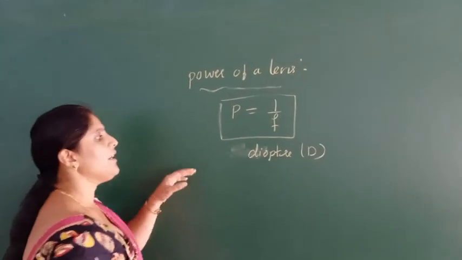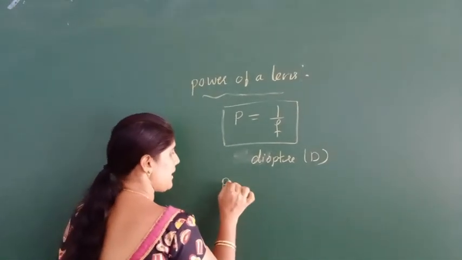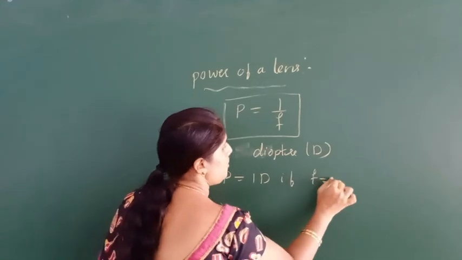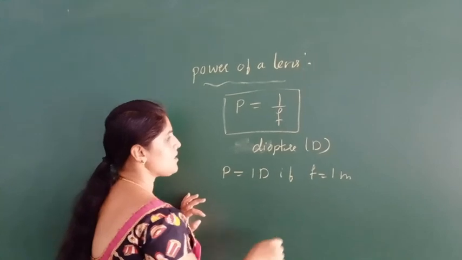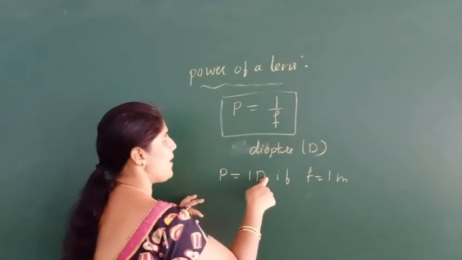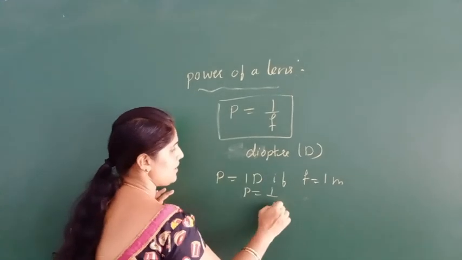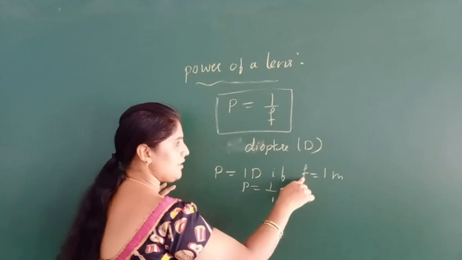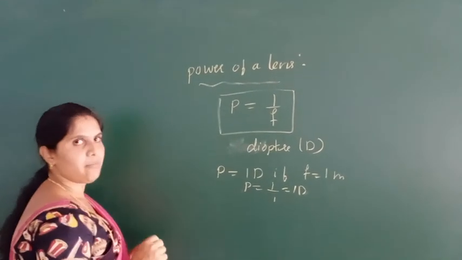Now we define one diopter. Power is said to be 1 diopter if f is equal to 1 meter. If the focal length of the lens is 1 meter, then the power is 1 diopter. That is, P = 1/f = 1/1 = 1. So if the focal length of the lens is 1 meter, then power is said to be 1 diopter.